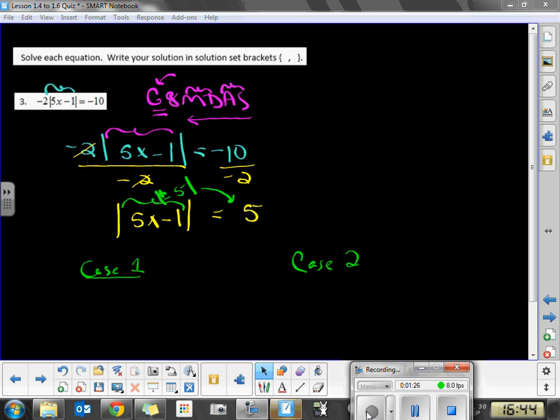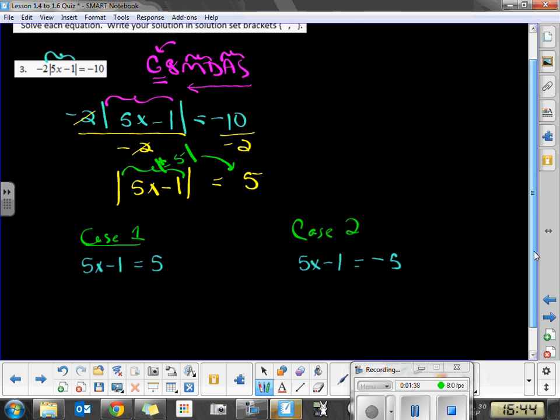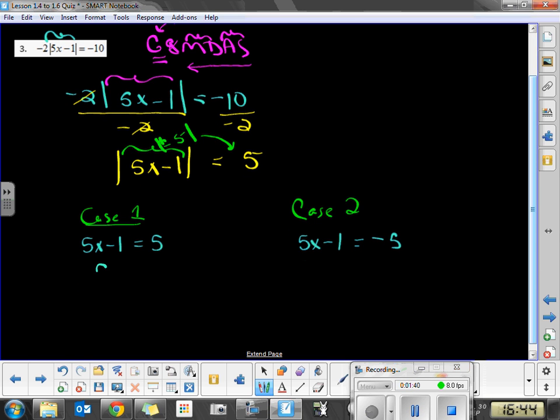So in case 1, I'm going to take our 5x minus 1, I'm going to set it equal to a 5. In case number 2, we do the same thing. We take our 5x minus 1, but this time we're going to say what if it was equal to a -5. We solve each of these independently. So I'm going to add 1 to both sides. So 5x equals, adding 1 is 6. That means x is equal to 6/5.